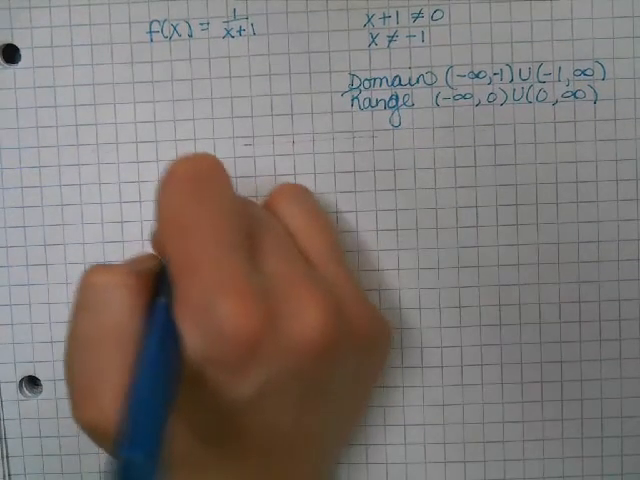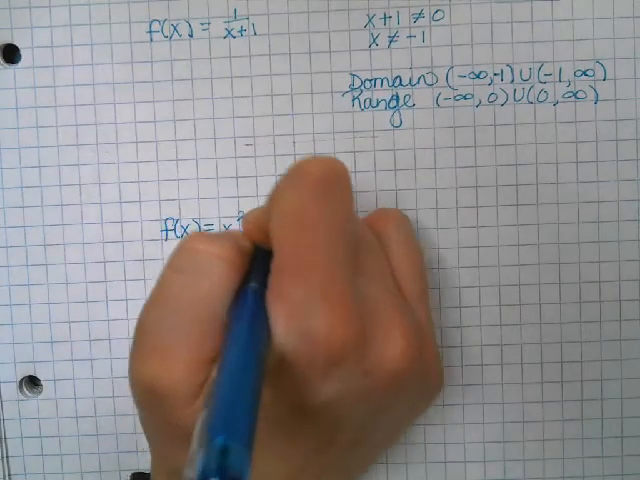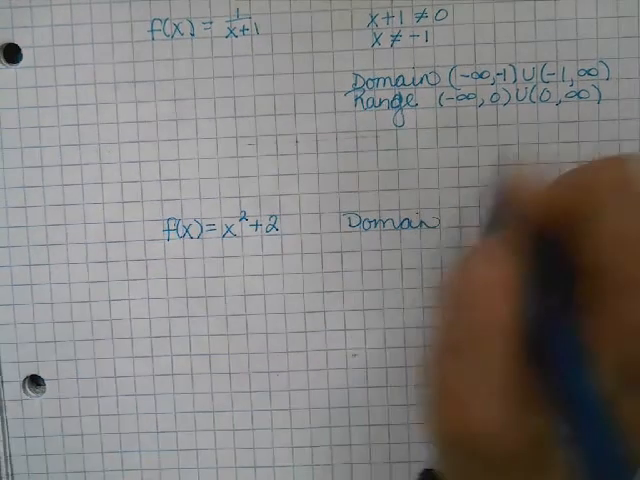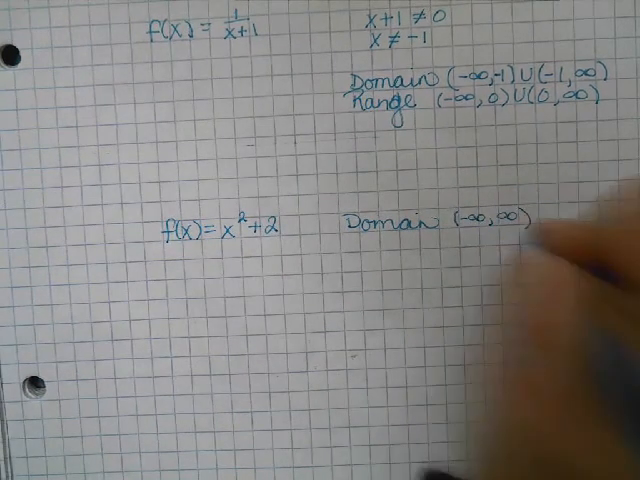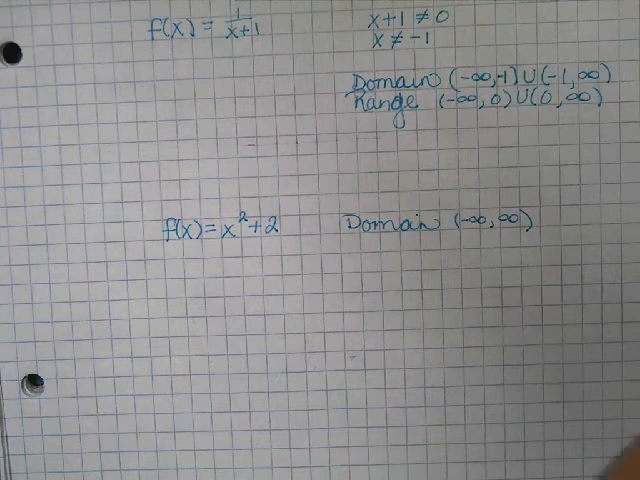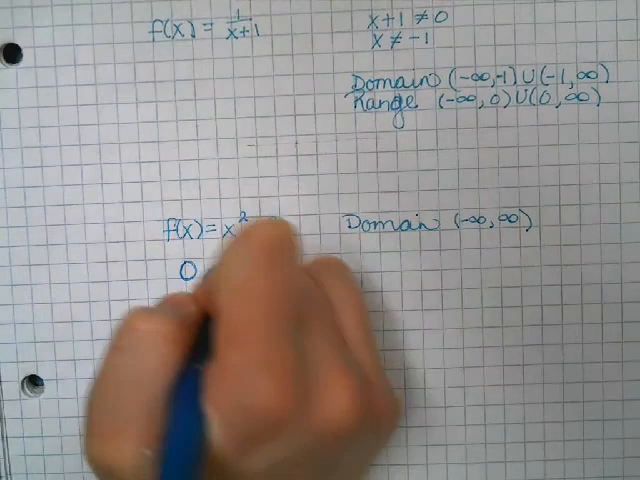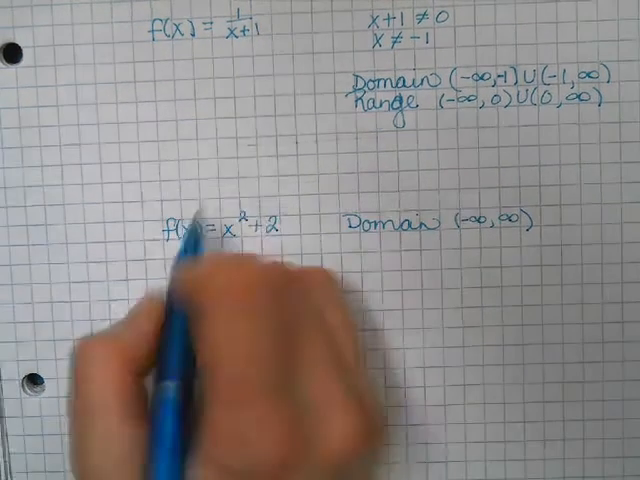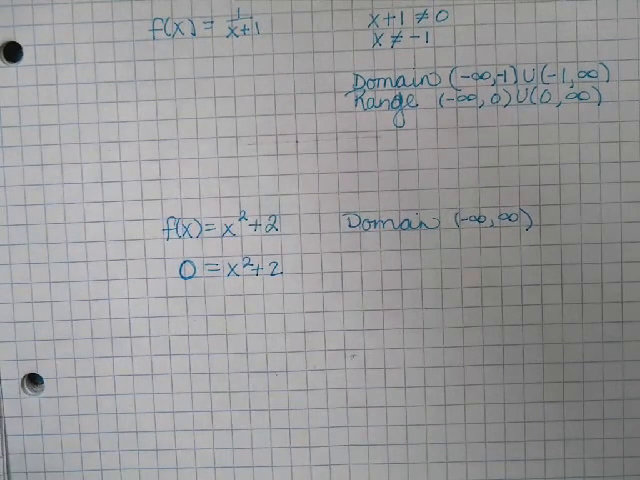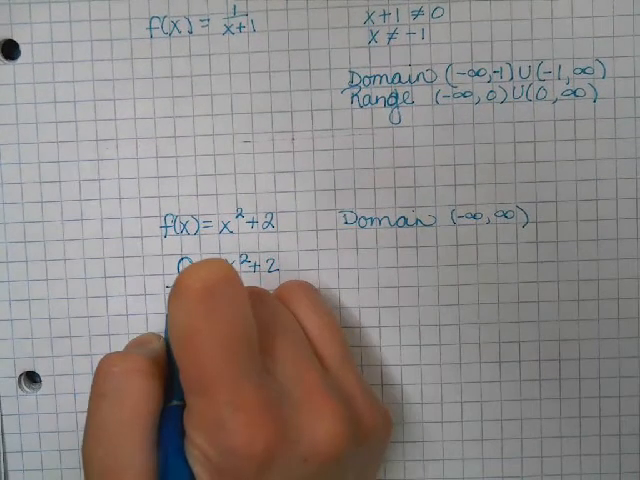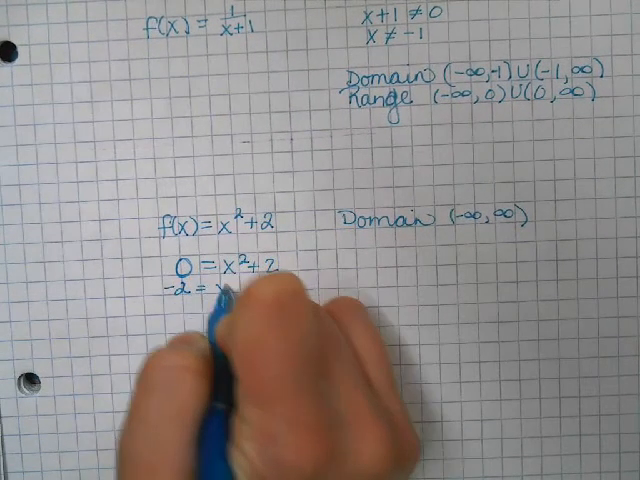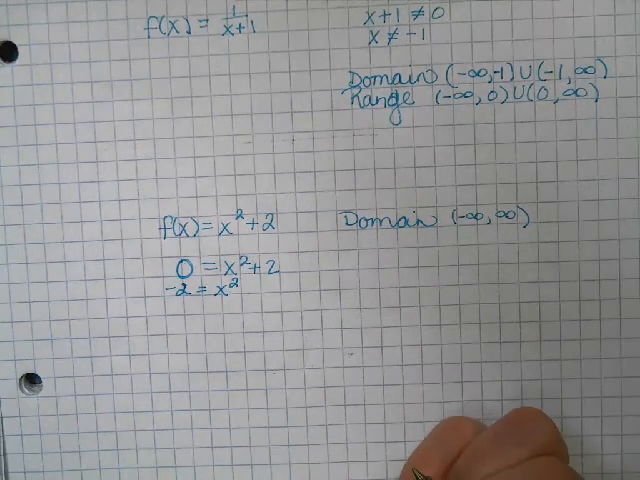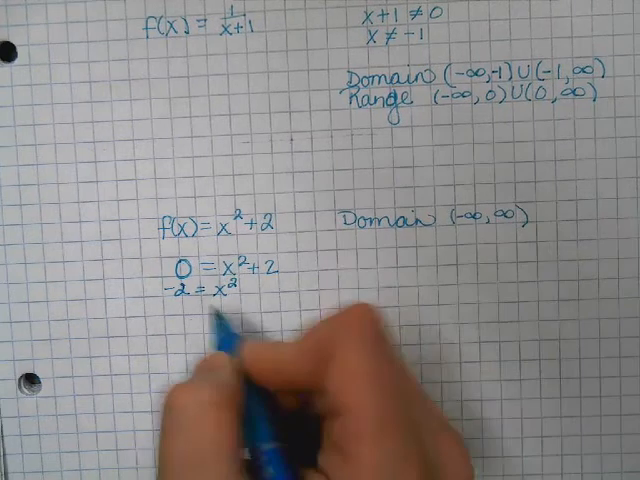So a quadratic function like f of x equals x squared plus 2. Again, the domain is negative to positive infinity. But this time the range, how do I get out 0? So 0 isn't a possibility for this output.